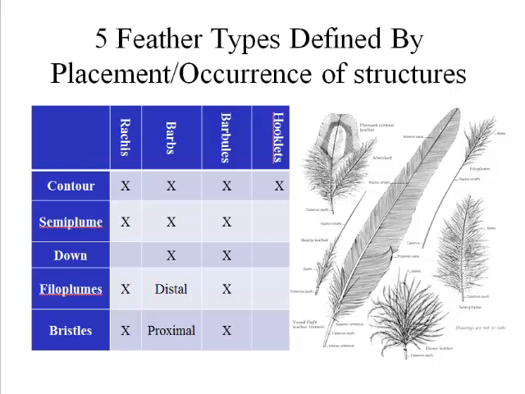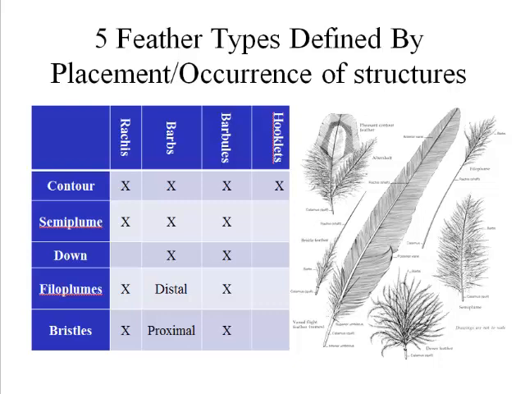A semi-plume is pretty much in terms of shape just like the contour feather, but notice that there's no hooklets or barbicels on the barbules, so they aren't linked together in parallel fashion. It's much more fluffy looking. Then there's a down feather. With down feathers, it's hard to even find a rachis. If there's one there, it's way, way shorter than any one of the barbs. So all the barbs are kind of flailing out all over the place, and they're not hooked to each other. There's no hooklets. So that's a down feather.